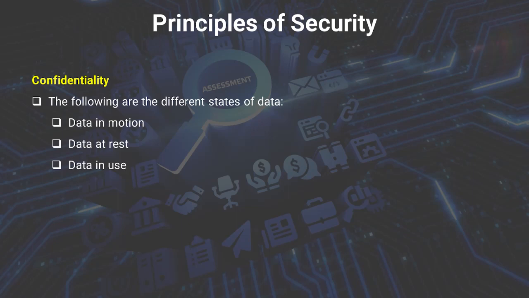There's also data at rest. Data at rest is data that is currently not being used, which is currently on your system at the moment. And then there's data in use. Data in use is data that is currently being accessed by, let's say, an application or a user.